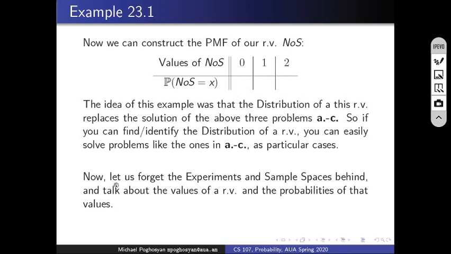Now we are forgetting about experiments and sample spaces behind. We are forgetting about outcomes. Sometimes, of course, I will give outcomes, but we are talking mostly about values of random variables and the probabilities of taking those values.